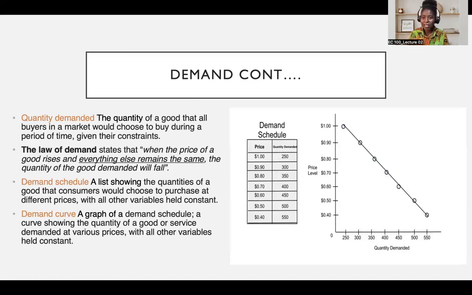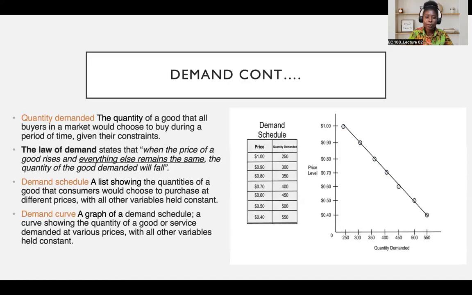The quantity demanded will decrease. When the price is low, more people will flock into that product and buy more of it because it's cheaper. Remember, all other factors should be constant. This is a very important condition, and we will see why.